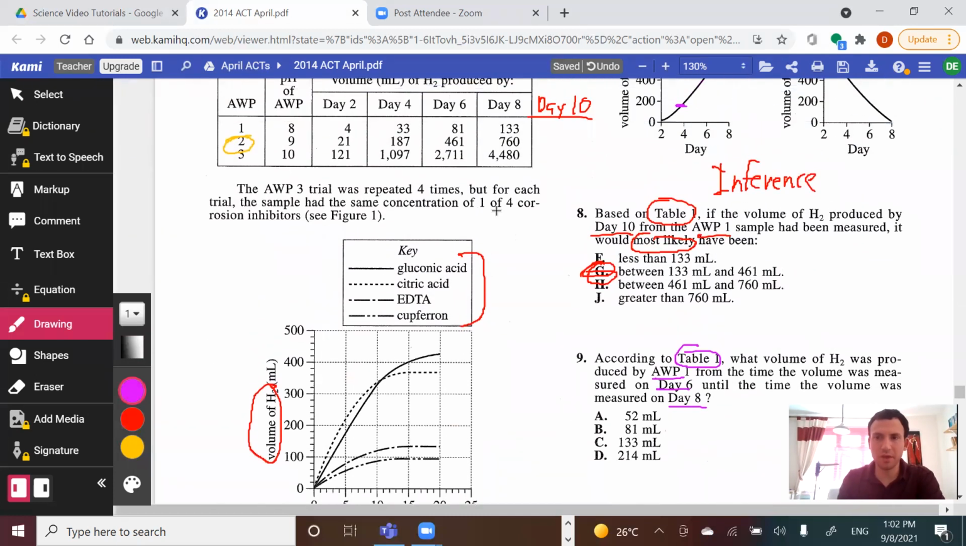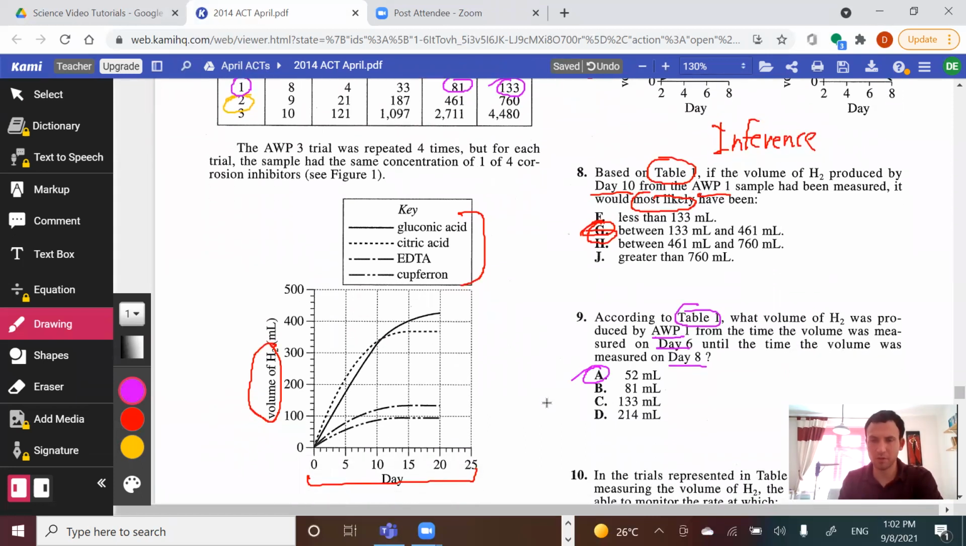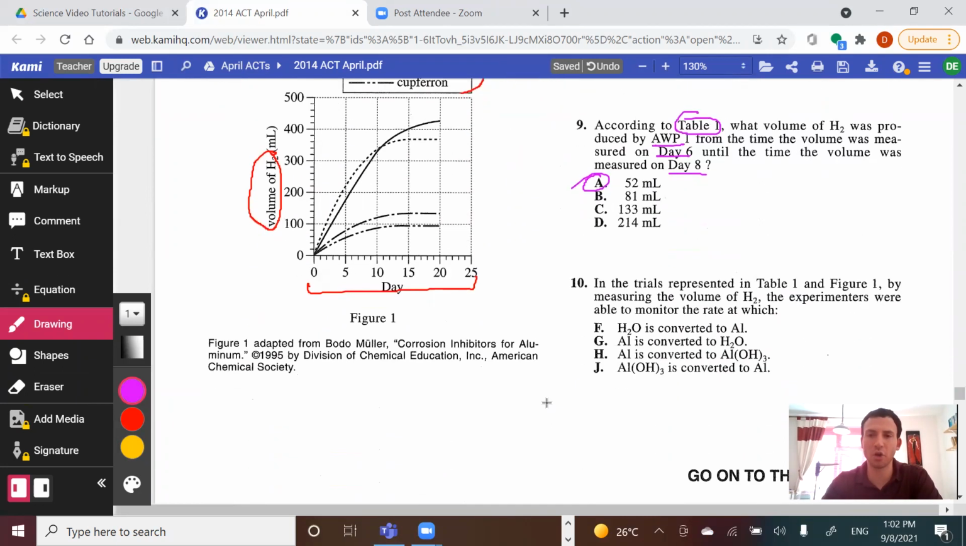So if we go to Table 1, day 6 versus day 8 of AWP1, we get 52. 52 is the difference. So from day 6 to day 8, 52 milliliters of H2 were produced. So again, that's just finding what we need on the chart.